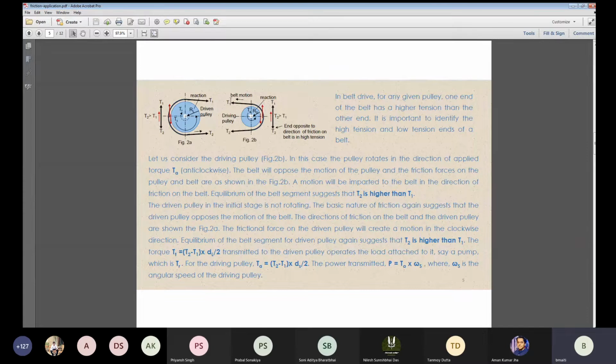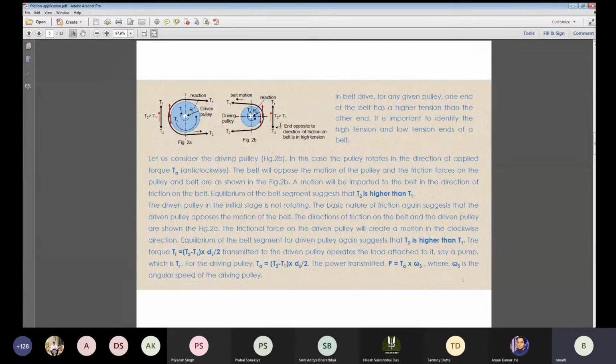So now I am stretching this portion of the belt that I have shown over here in this figure. If I stretch it, then this is T1 and this is your friction, say F. What is the equilibrium of the belt? T2 equals T1 plus F. So that T2 will be the higher tension side.